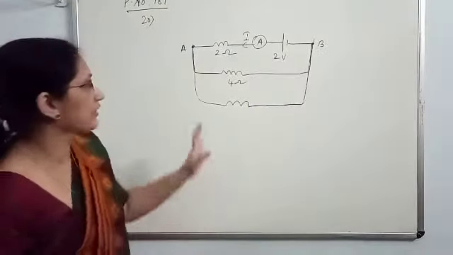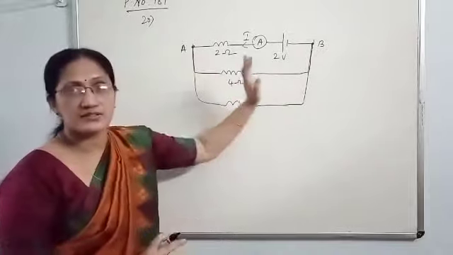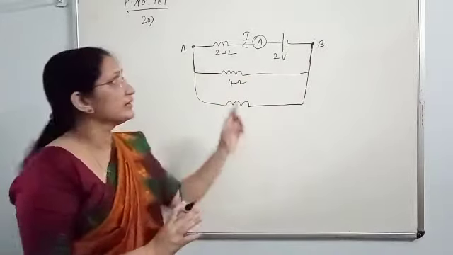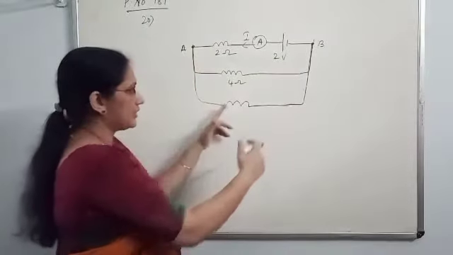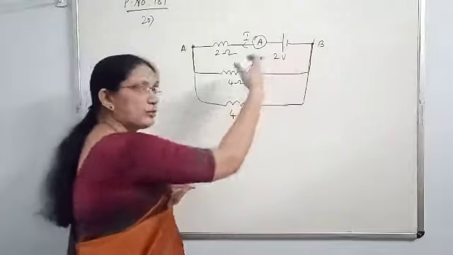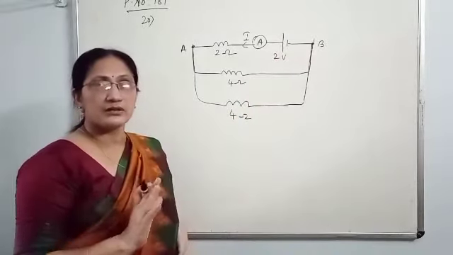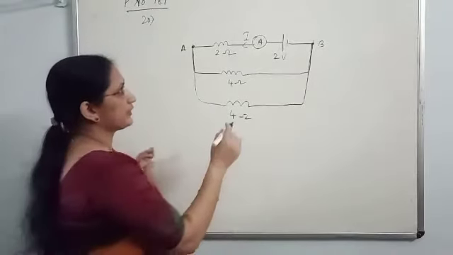Now you might have felt it as a little strange. Nothing is changed here. This branch of 4 ohm, I just brought it down. See this 4 ohm resistance, its endpoints were A and B. Now also it is A and B. So the diagram is basically not changed. Same diagram. Now how will we find out the current?